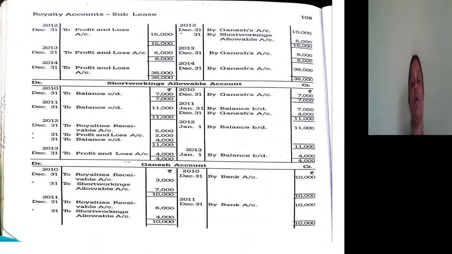Royalty receivable account, short working allowable account, Ganesh account. So henceforth we should concentrate on what? The royalty receivable chart, meaning the royalty chart relating to the sublease.